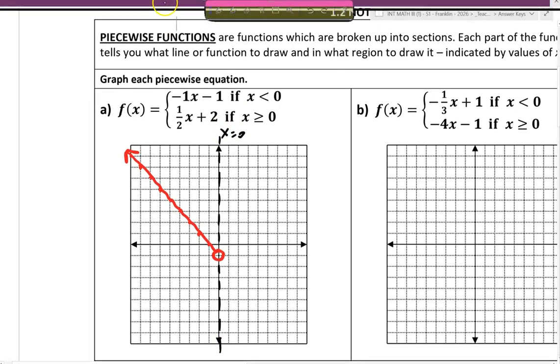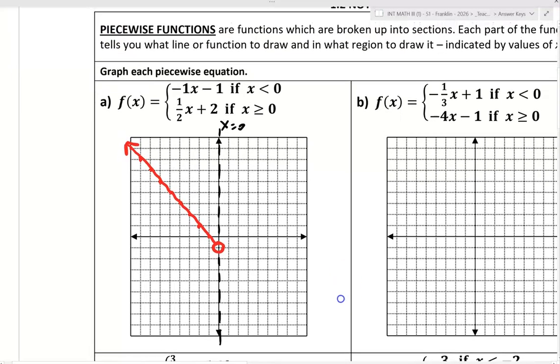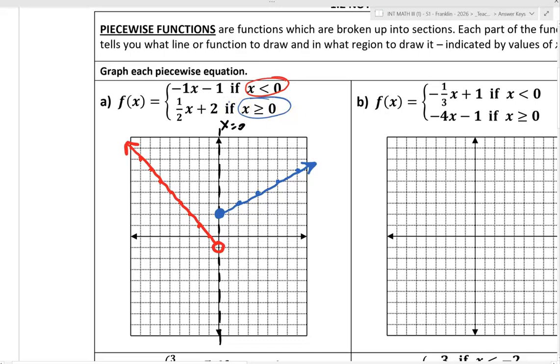Okay, so next we have 1/2 x plus 2 if x is greater than or equal to 0. So this one's going to start at 2, and since it's or equal to 0, I'm going to go ahead and make that a filled in circle to show that our function includes x is equal to 0. And it goes from 1/2 x plus 2, so up 1 over 2 for 1/2 x, just like this, and draw the rest of it. Okay, so this is the graph of this piecewise function, and so you can see that to the left of 0 for x, we have the red half there, and greater than or equal to 0, we have the blue half.